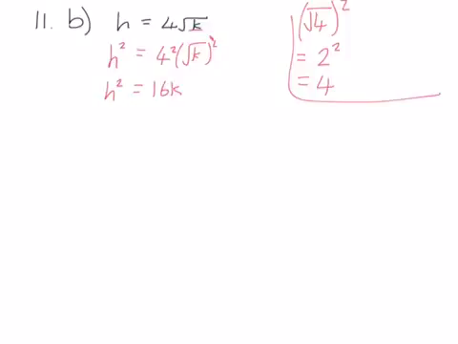How now do we get the k on its own? Well, we just simply divide by 16. So k is equal to h squared divided by 16, and there's our answer.